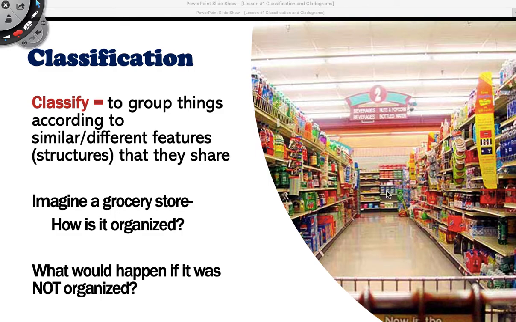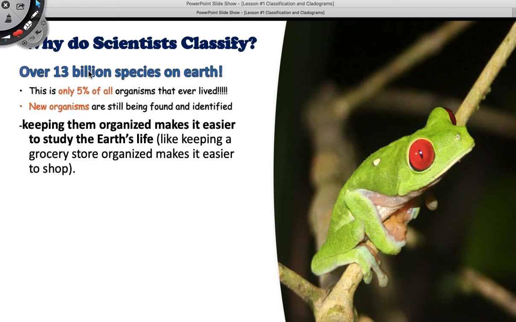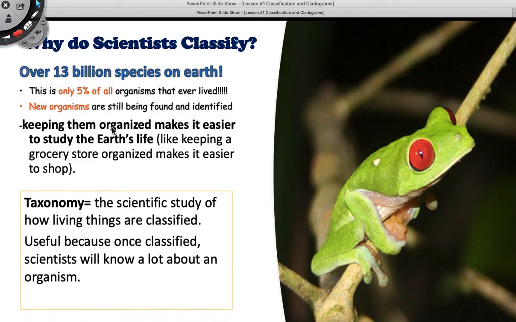that they shared. Now, why do you think it's important to have some type of organization? Look at this grocery store, for example. What would happen if the grocery store were not organized the way it is today? It would probably be very chaotic. It's the same thing with species out there. There are over 13 billion species on Earth. New organisms are being found and identified every day, and scientists need to know where to put them.